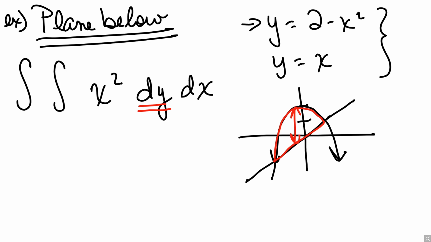Okay, so based on the bounded region, the lower limit should be what? Not x. Yes, it's going to be x, and then the upper limit, which is going to be what?